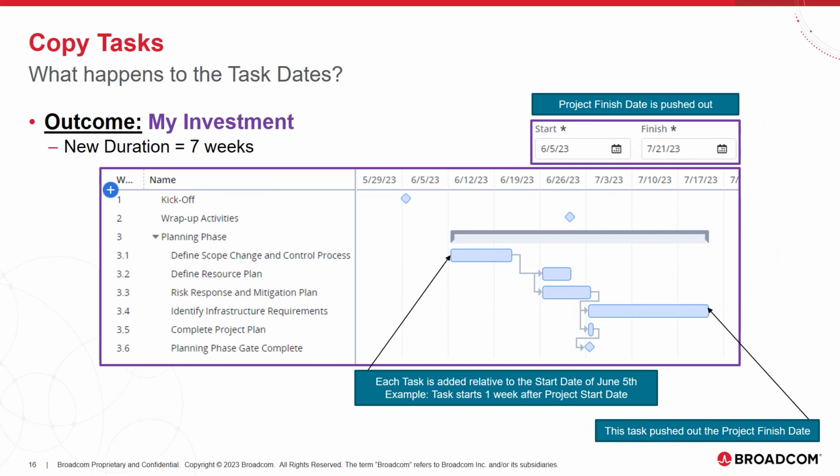The planning phase task and all the child tasks are pulled into my investment. Each task is added relative to the start date of June 5th. As you can see, the duration of the tasks copied was greater than my investment's duration, and therefore my investment finish date is pushed out to encompass the full duration of the new tasks added. And now my investment has a new duration of 7 weeks.